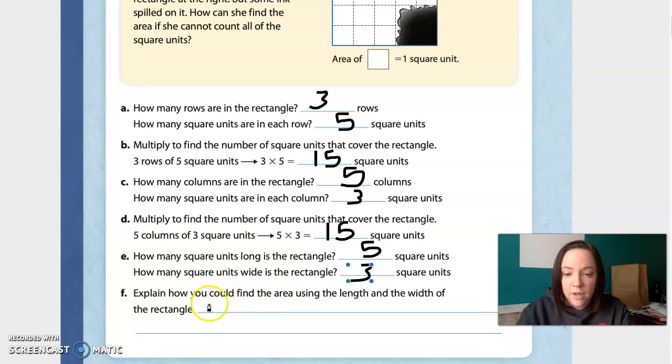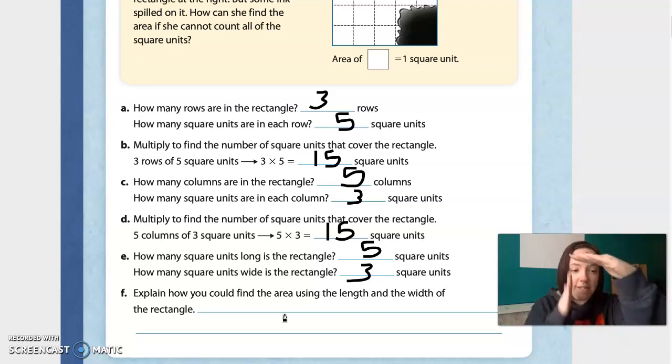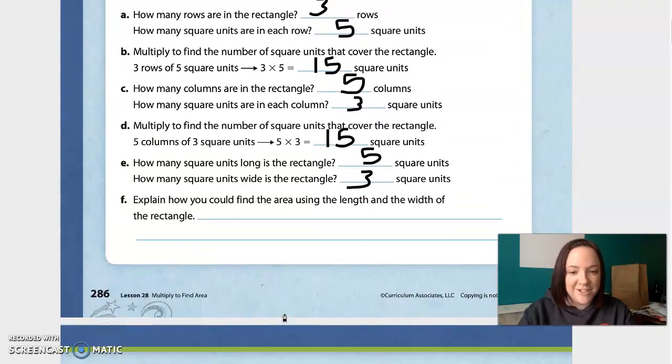Explain how you can find the area using the length and the width. So let's see. Miss Barker is just going to tell you because this one's a little tough to write, which is okay. We find the area by using the length and the width. So we know that the length and the width are 5 and 3. So we take 5 and we take 3 and we multiply them. So when you multiply 5 times 3, it equals 15 square units altogether. Nice job.